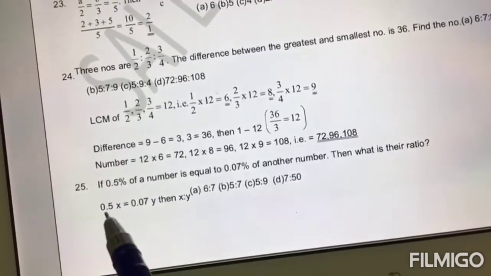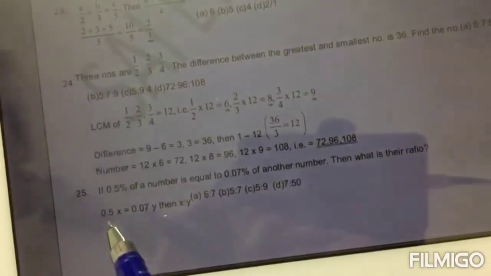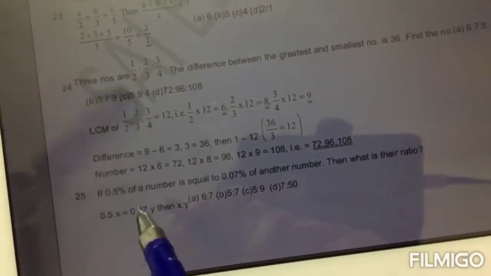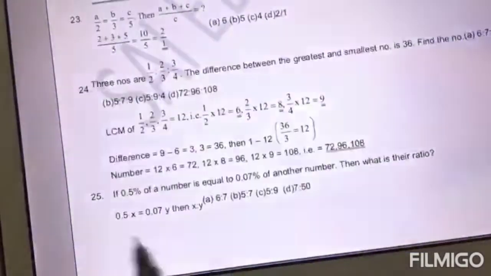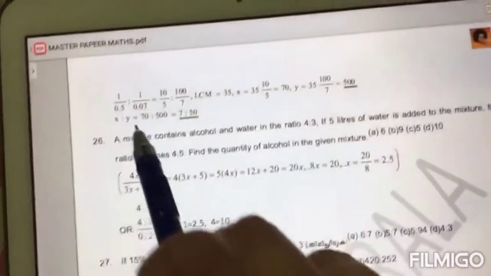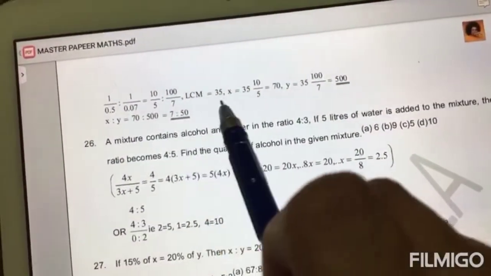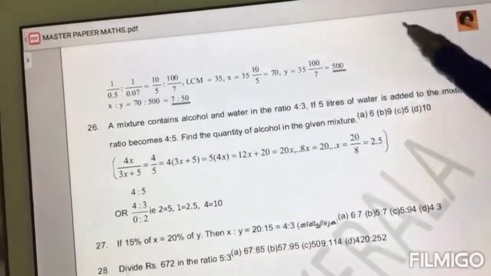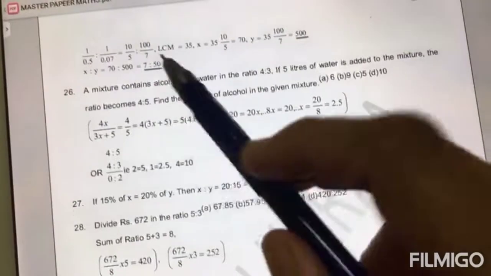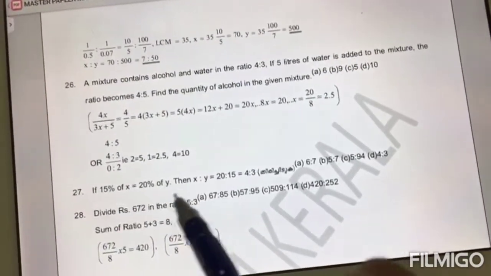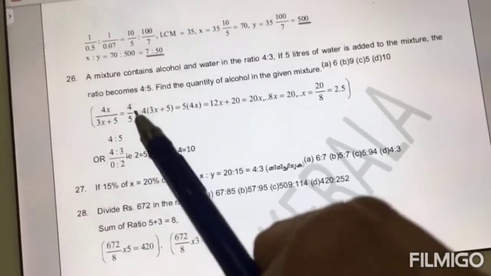So it should actually be 0.5%, which is 0.005 x is equal to 0.0007 y. Then what you have to do is simply take y here and take this term here. See, they have simplified it, right? And you will get x is to y as 7 is to 50. Very simple. It's very similar to question number 17. Now question number 27 is also the same, so I'm not doing it. You can do it. We'll come to 26 later.